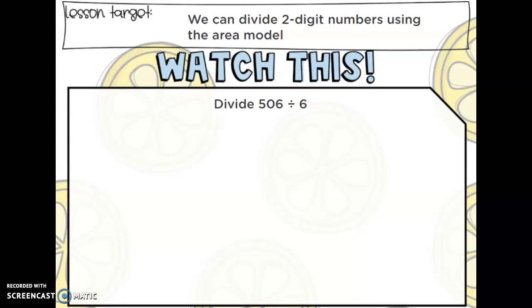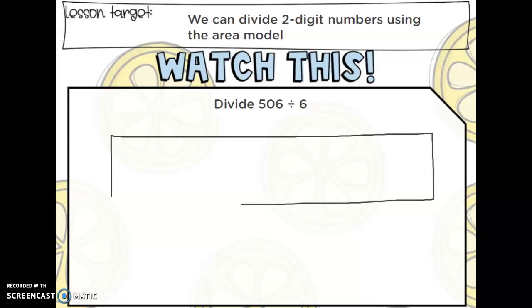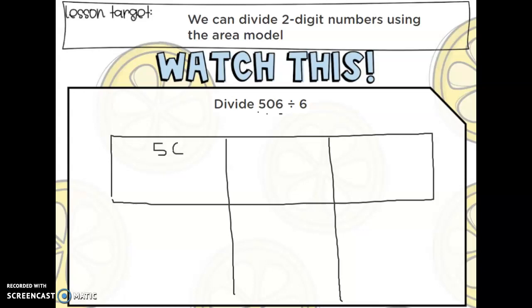So this time when I make my area model, I'm going to be splitting it up into three spots because I have 506, which has ones, tens, and hundreds. So I'm going to break up my area model so that I have space for my hundreds, tens, and ones, and I'm going to break apart 506 inside of it. So I have 500, I have 0 tens, and I have 6 ones.